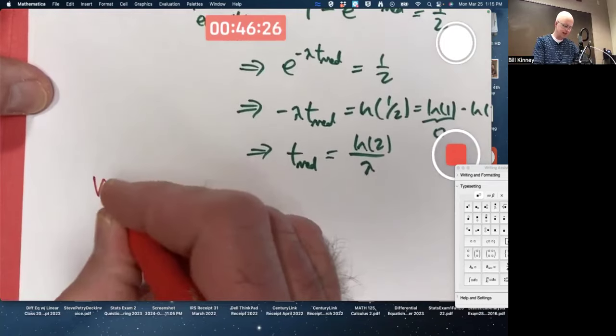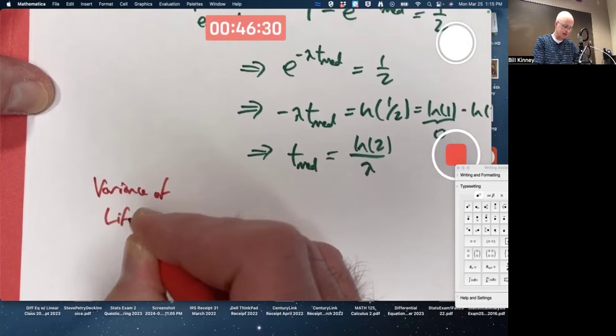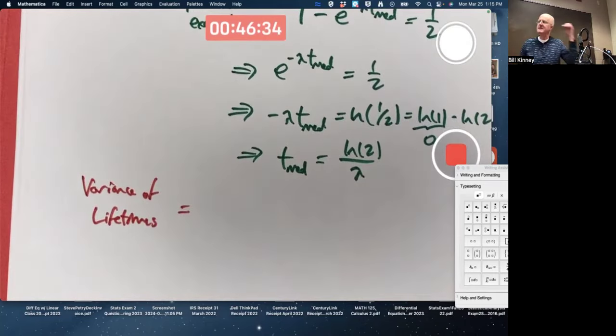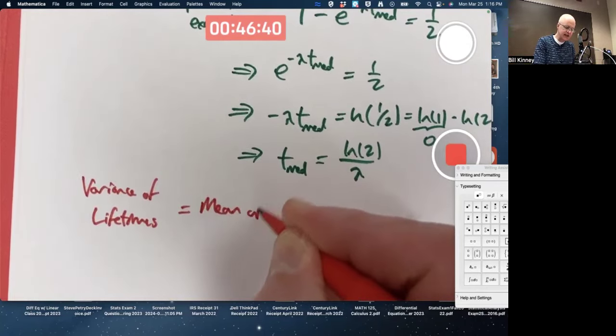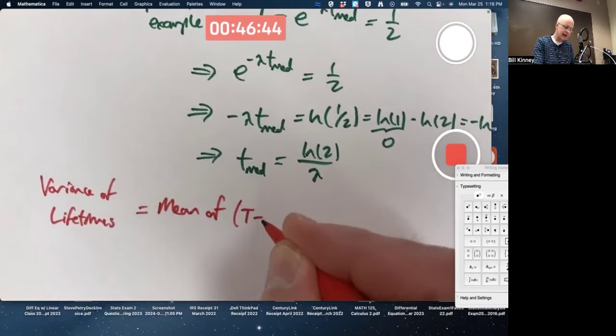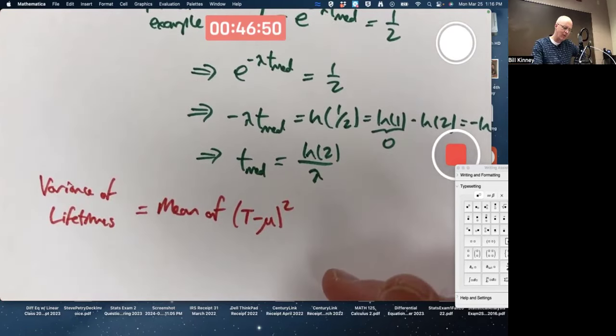The variance of the lifetimes is supposed to be a measure of spread. It turns out to be a mean, not of t itself, but of t minus the mean squared, which is kind of a strange thing to do, it seems. Why does that make some sense?